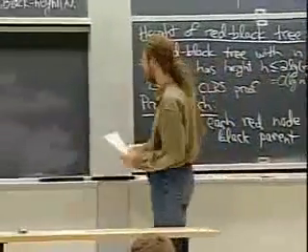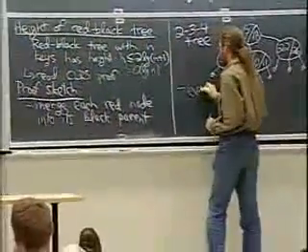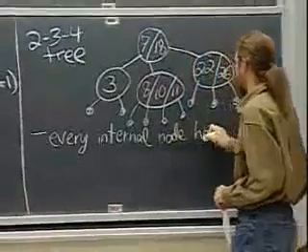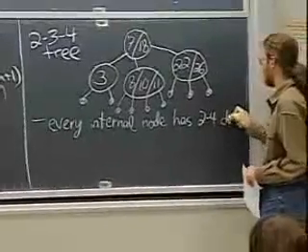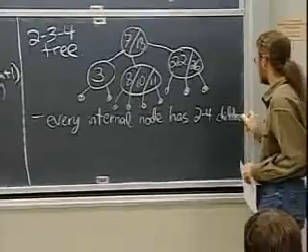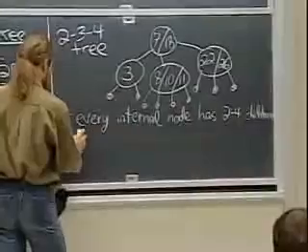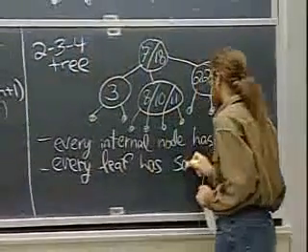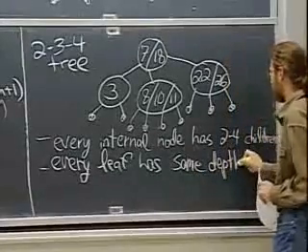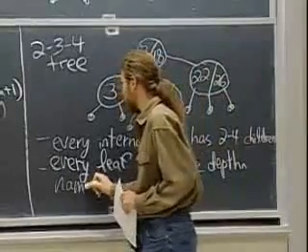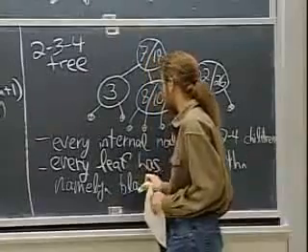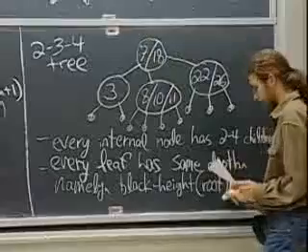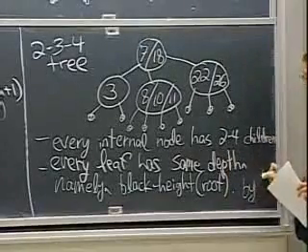Let me write down some of these properties. So every internal node has between 2 and 4 children. And every leaf has the same depth. Namely, the black height of the root. This is by property 4.